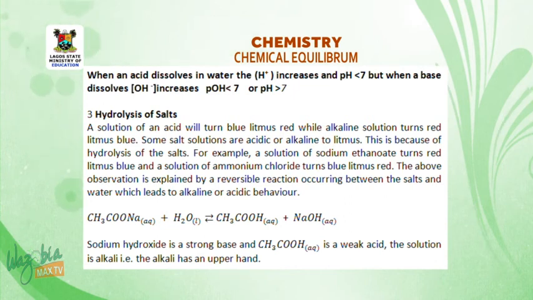For example, sodium ethanoate reacts with water reversibly to form ethanoic acid and sodium hydroxide. Sodium hydroxide is a strong base, and CH3COOH, which is acetic acid, is a weak acid. The solution is alkaline, that is, the alkali has the upper hand.